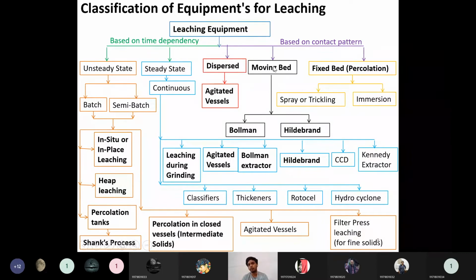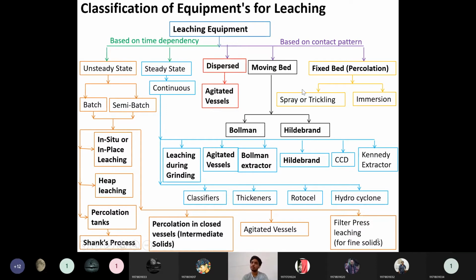Then moving bed. Moving bed means the bed will move, like a fluidized bed, so the solids will be moving here. The equipment of that type are the Boltzmann extractor and the Hildebrand extractor. These two are very important. Then the next one is the fixed bed. Solids will be fixed, only the solution will be moving. That is called percolation. So fixed bed is also called percolation.